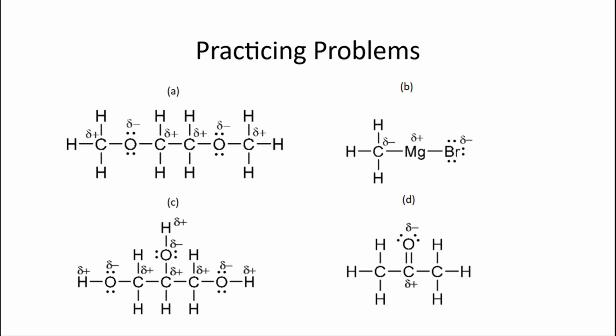Lastly, in structure D, oxygen is more electronegative than carbon. As such, the O will be electron-rich delta minus, and the C will be electron-poor delta plus, in a C=O bond.